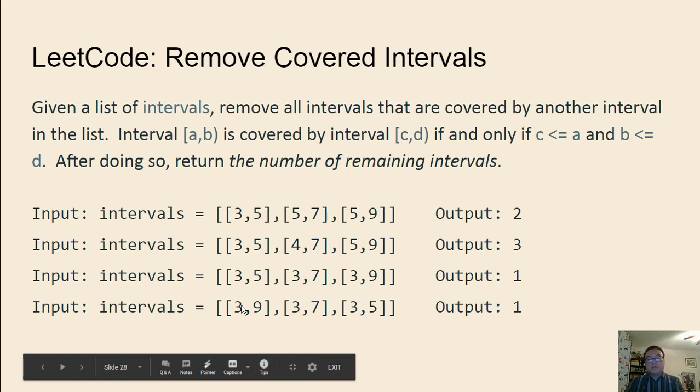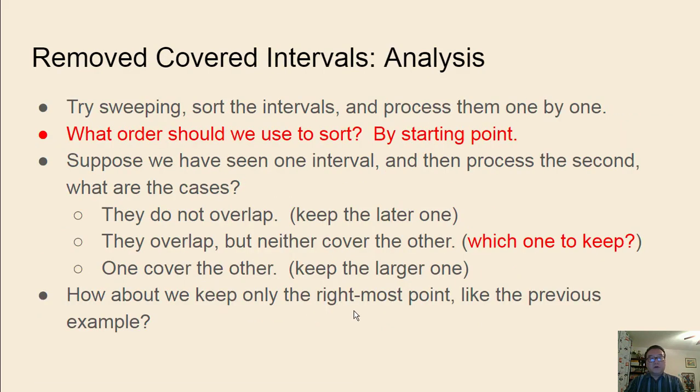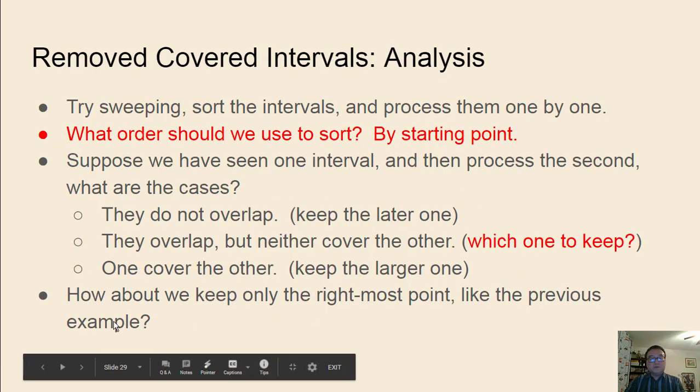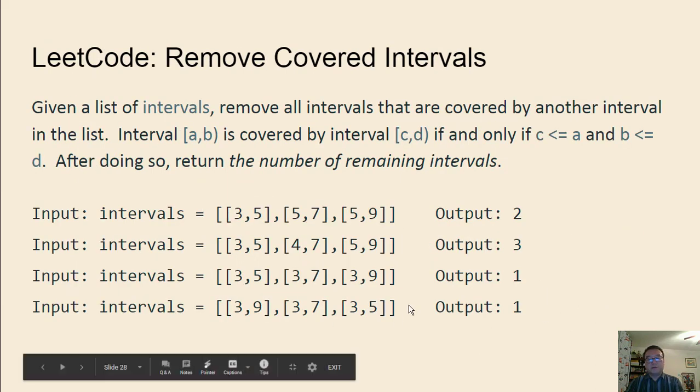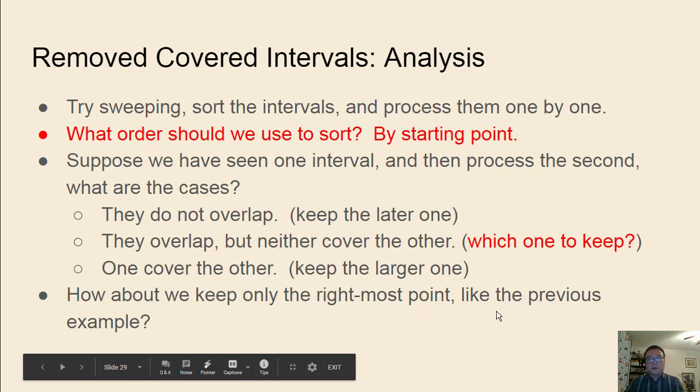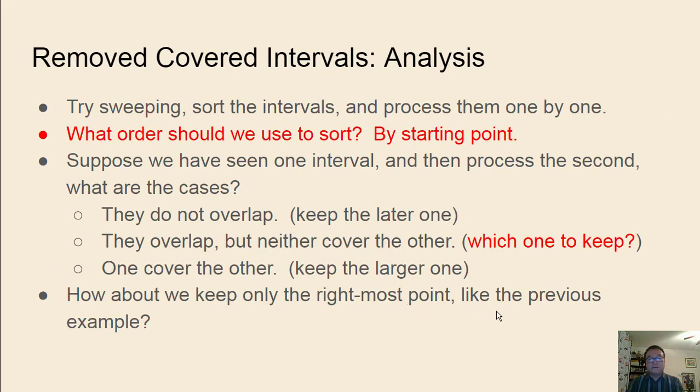So if we keep track of the intervals, the same logic can work here. We have 3, 9, and the next one is 3, 7. It's covered. So we remove that, and we remember the ones that cover it. So this would work. But can we do it similar to the previous question where we only keep track of the rightmost point instead of keeping track of the interval where we have both left point and right point? And the answer is yes.